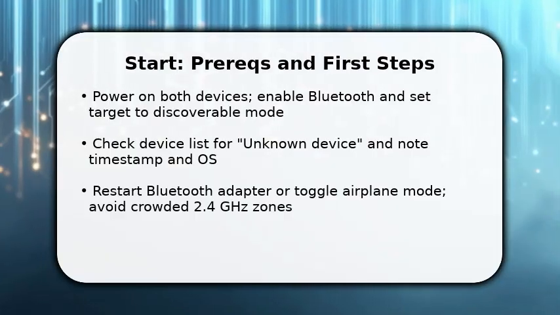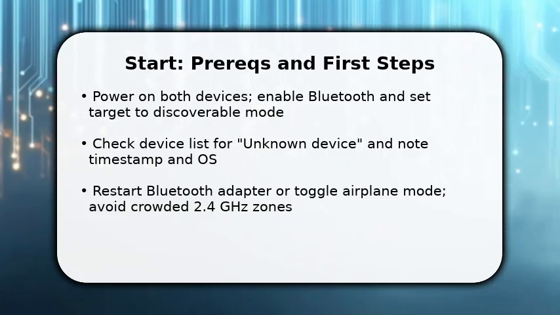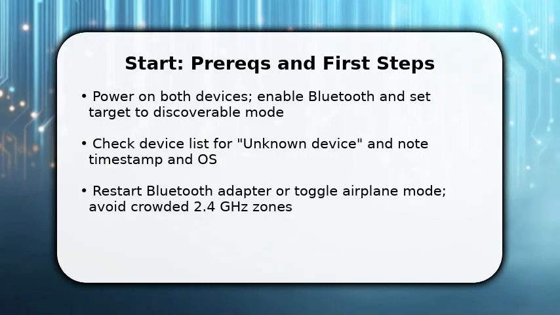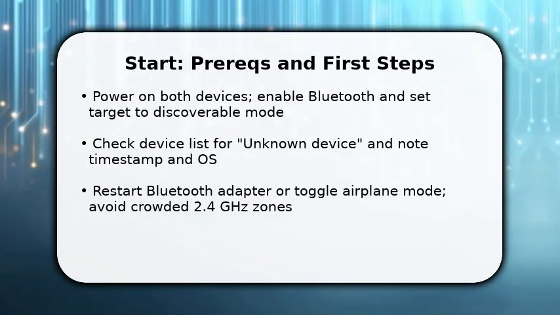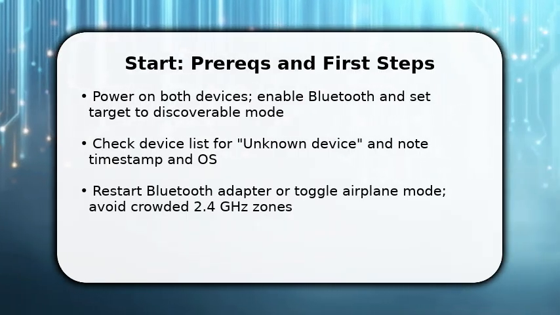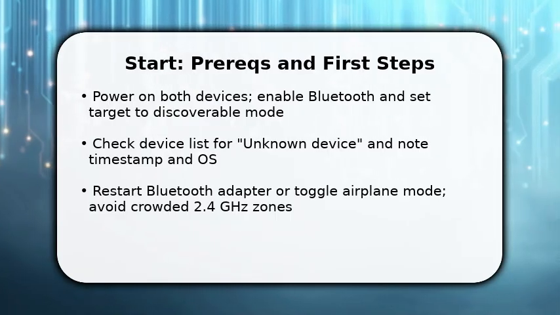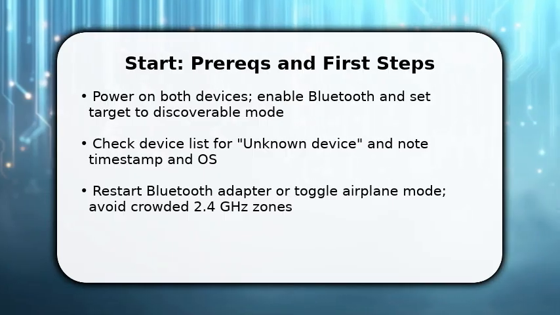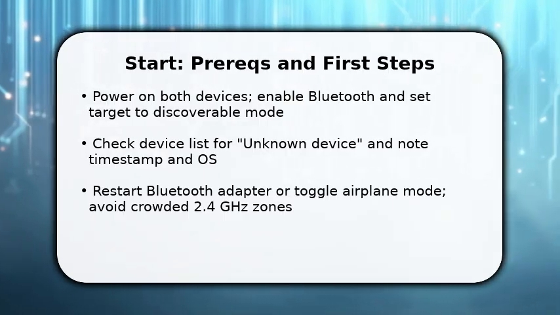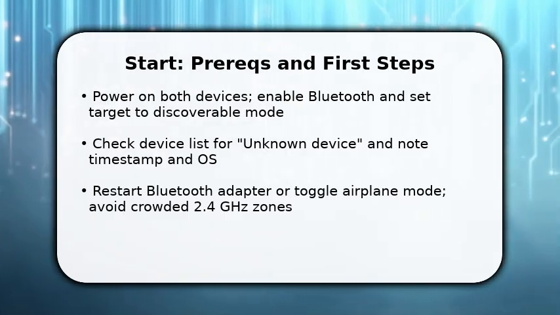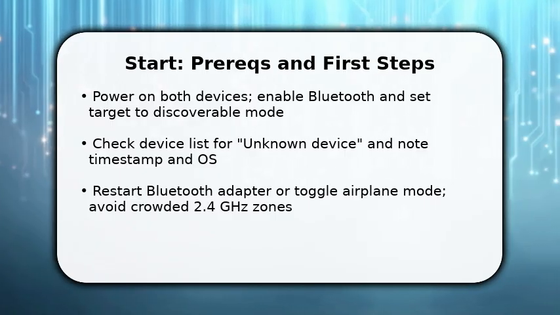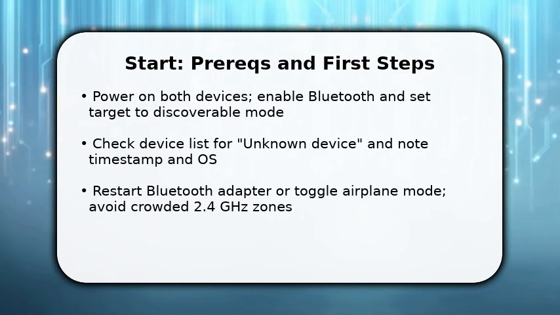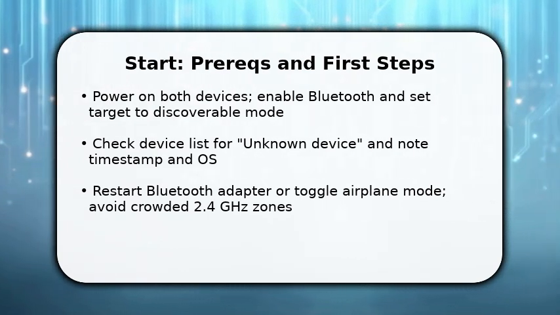You begin by making sure both ends are ready. Power the accessory and set it to discoverable, then enable Bluetooth on your computer or phone. Once done, immediately open the device list and look for the unknown entry. Note when it appears. Make a quick hardware reset of the accessory and toggle your adapter or airplane mode so the stack rebuilds. This clears transient link issues and removes temporary collisions. It also forces the host to requery device class and name rather than reusing stale data.